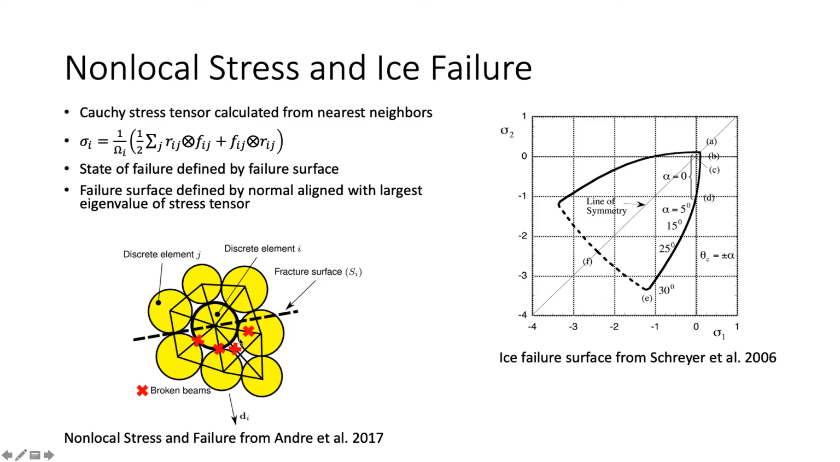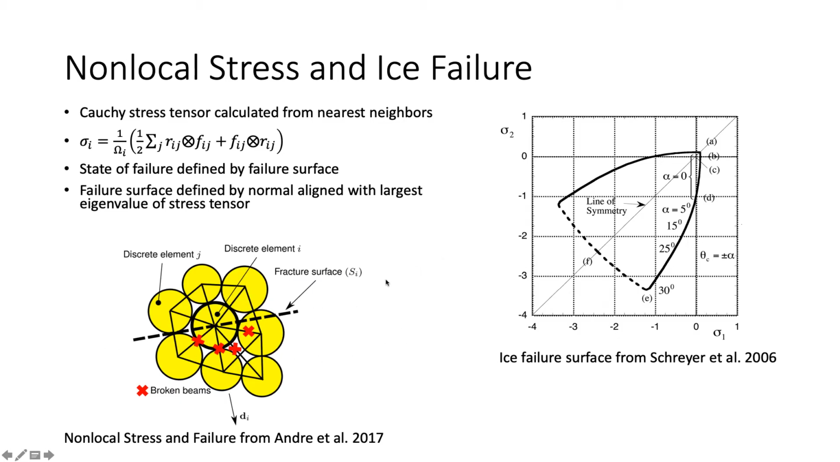So what happens if the stress we calculate exceeds some sort of criterion? Well, what we're doing right now is we'll calculate the direction of the largest tensile stress, create a clipping plane that's indicated by this dashed line that's perpendicular to that direction, and then we'll snip all the beams, indicated by these red X's here, that are on one side of this plane to create the failure surface. So in this case, this center particle had exceeded its stress threshold. We create its failure plane, and then we snip the bonds.